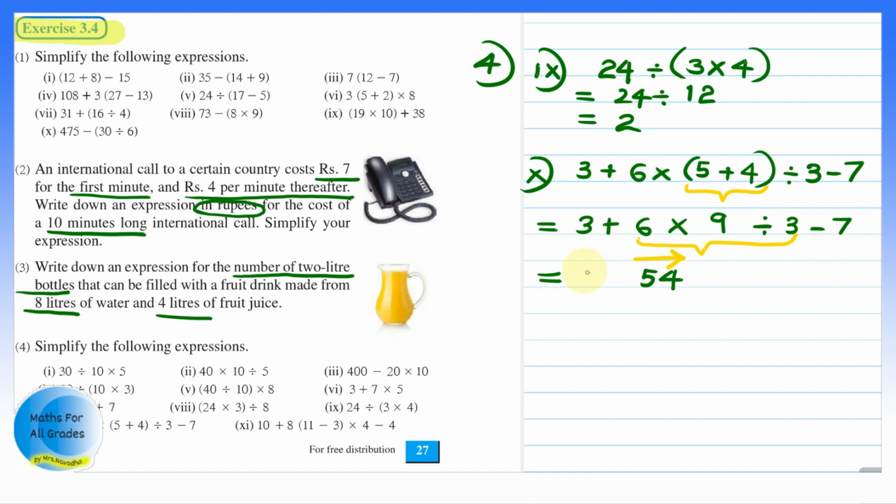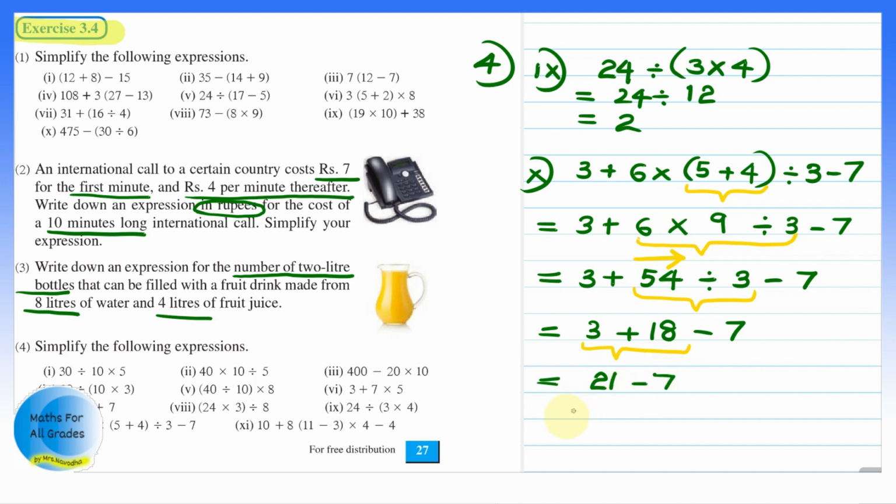Let's write down the rest of the question. 3 plus 54 divided by 3 minus 7. Now let's do the division. 54 divided by 3 is 18. 3 plus 18 minus 7. So it has simplified to this. Now let's do the addition first. 3 plus 18 is 21. 21 minus 7 equals 14. This is the final answer.